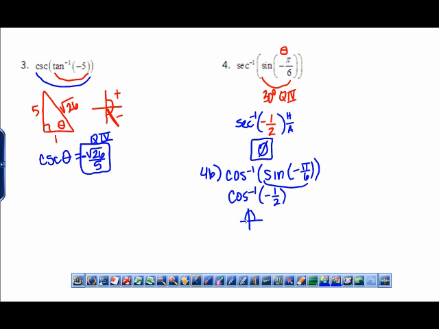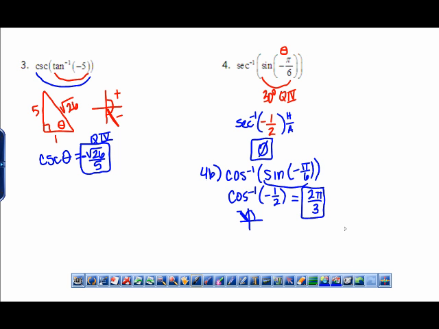Okay, so a 60-degree reference angle, negative ratio puts you in quadrant 2. So our final answer here, principal value of arc cosine of negative 1/2, would be 2 pi over 3. Okay, so I want you to notice a couple of things.